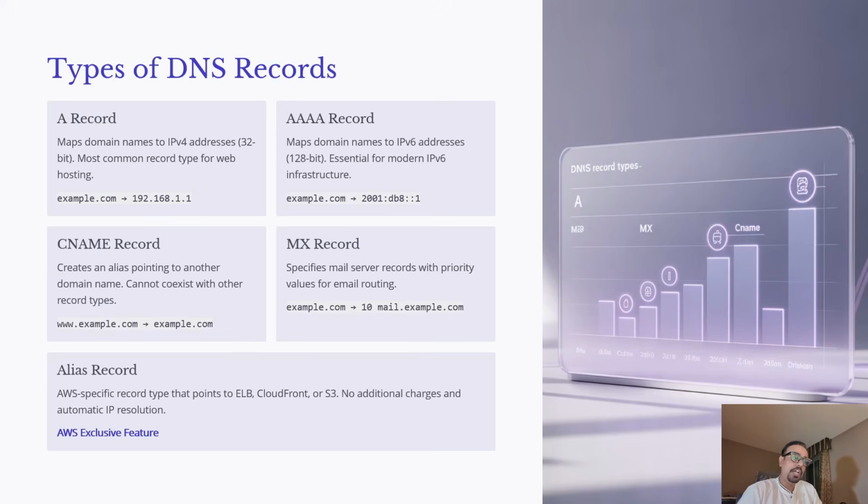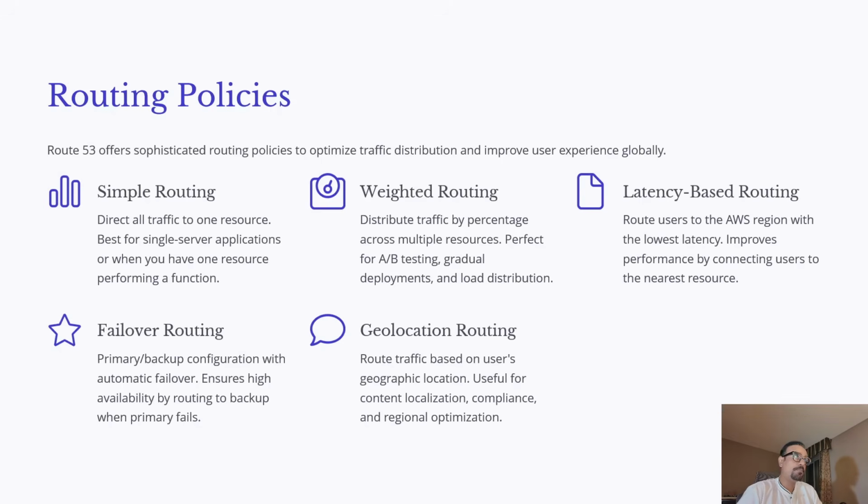Now let's dive into routing policies, which make Route 53 even more powerful. Route 53 offers multiple routing policies that control how traffic is distributed across your resources. The first is simple routing. This directs all the traffic to a single resource. Best when you just have one server as your endpoint on which you have hosted your application.